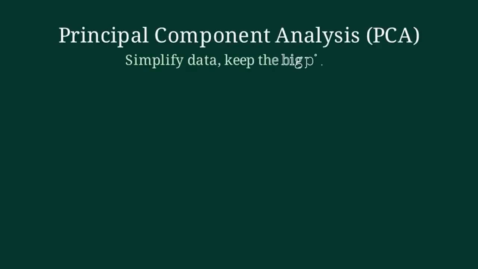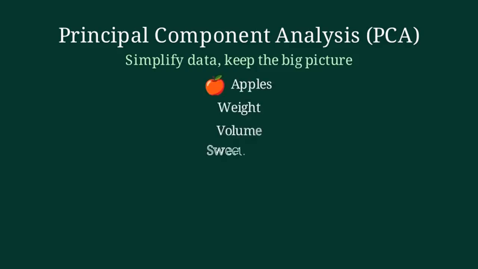Today we will understand principal component analysis, or PCA, using a simple apple example. Imagine we are scientists studying apples. For every apple, we measure four things: weight, volume, sweetness, and crispiness. That is a lot of columns to compare.